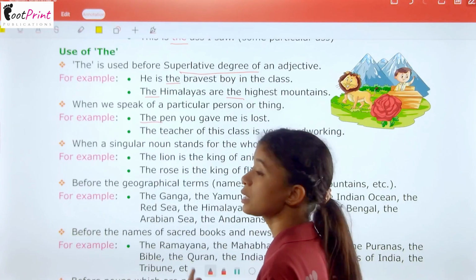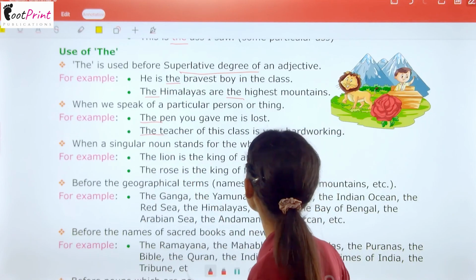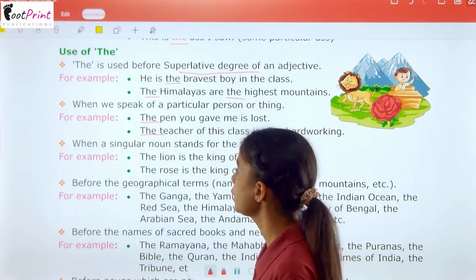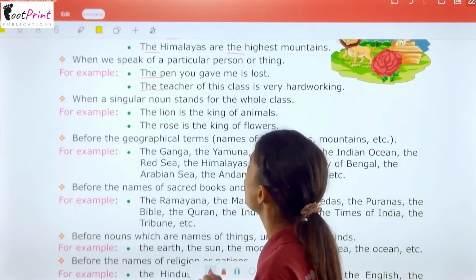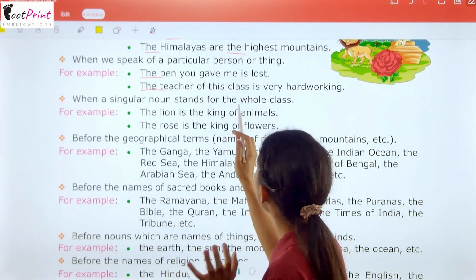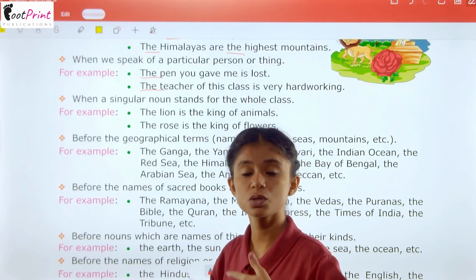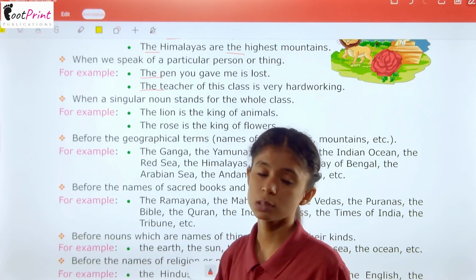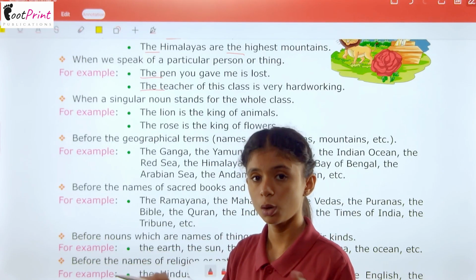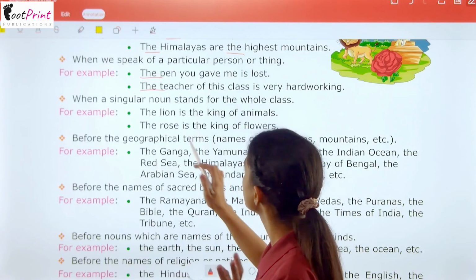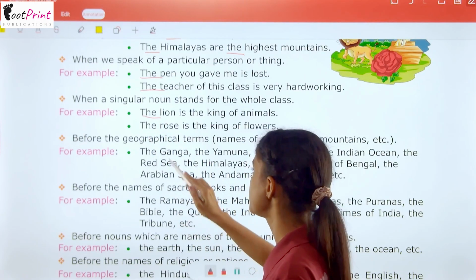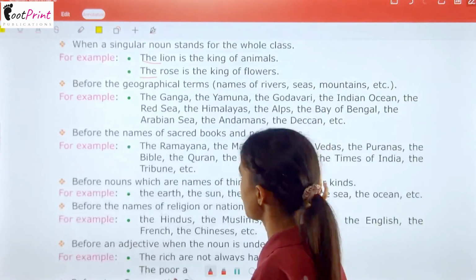The pen you gave me is lost. The teacher of this class is very hard working. Next is when a singular noun stands for the whole class. When a singular noun is describing a whole class, the noun is singular but is denoting a whole group. The lion is the king of animals. The rose is the king of flowers.